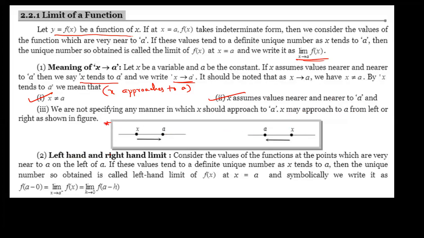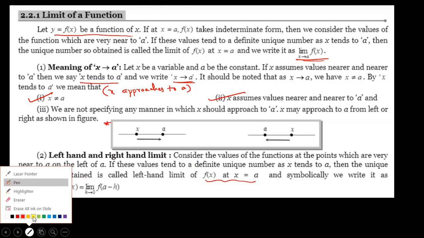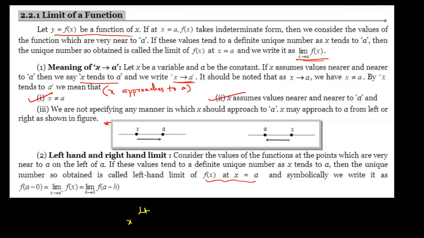Let us discuss the left hand limit and right hand limit. As usual, the unique number obtained is called the left hand limit. That is the definition. Now, how to write this symbolically? See, I'm writing here: limit x tending to a minus of f of x is equal to limit h tends to 0 of f of a minus h. Here, what is h? It's a very, very small quantity. That is the meaning you should understand.